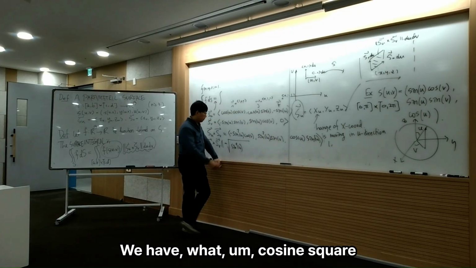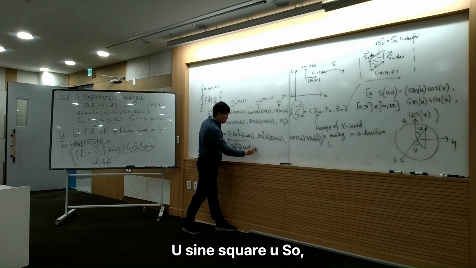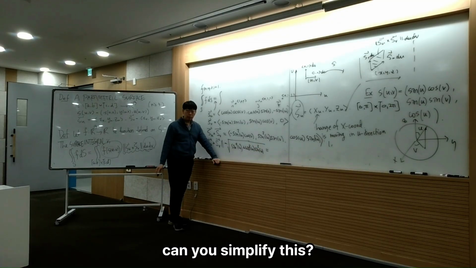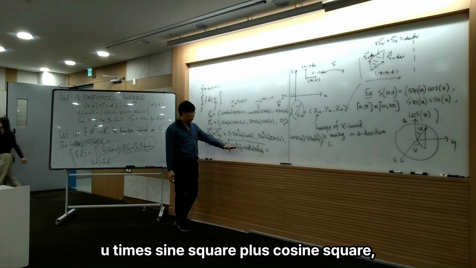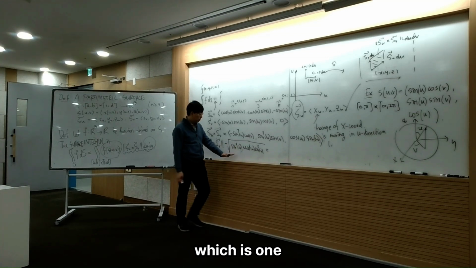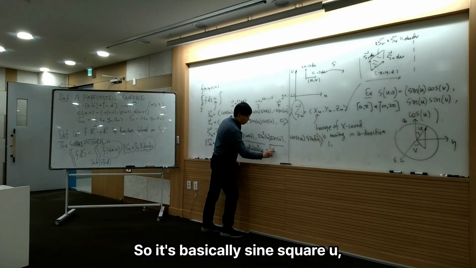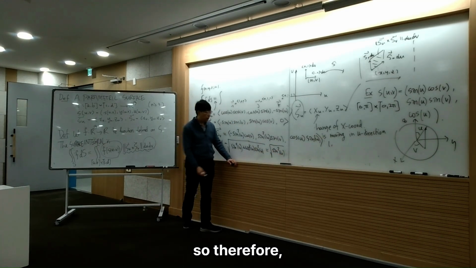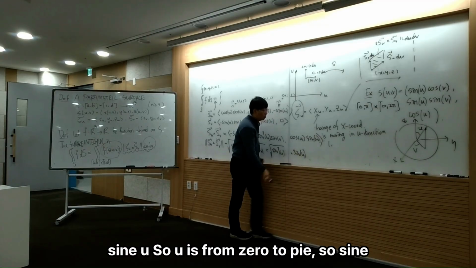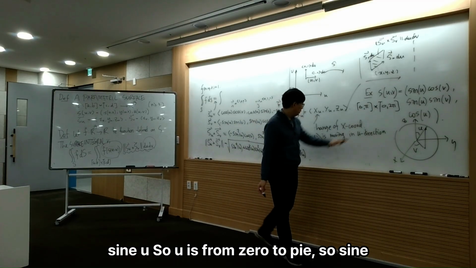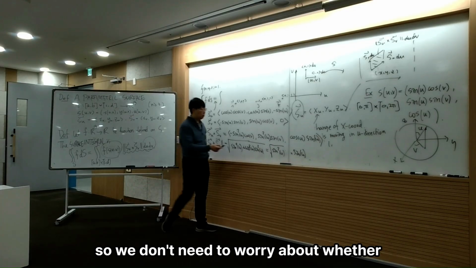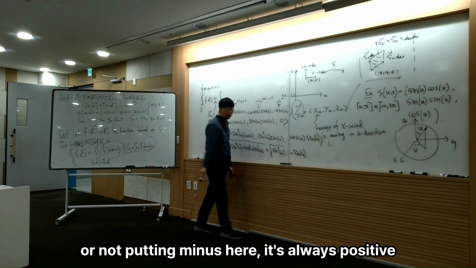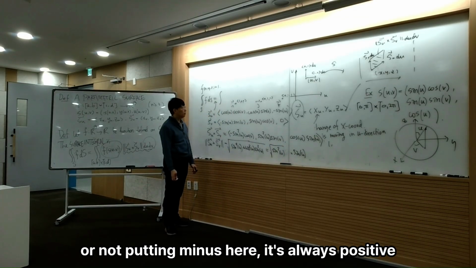cosine square u plus sine square u. So can you simplify this? You have sine square u times sine square plus cosine square, which is 1. So it's basically sine square u, so therefore sine u. Here u is from 0 to pi, so sine is always positive in that range. We don't need to worry about putting a minus here, it's always positive.